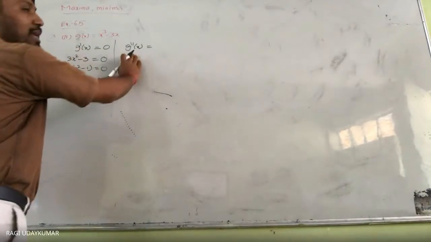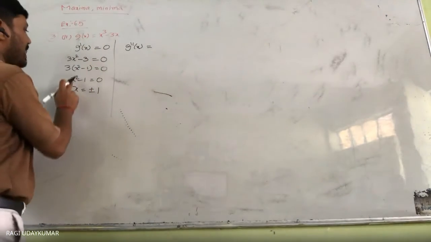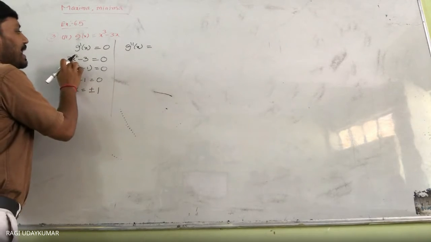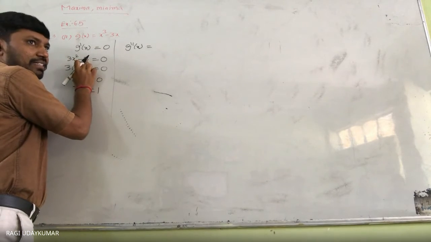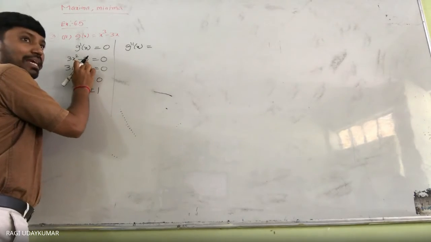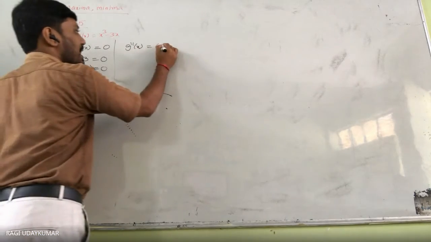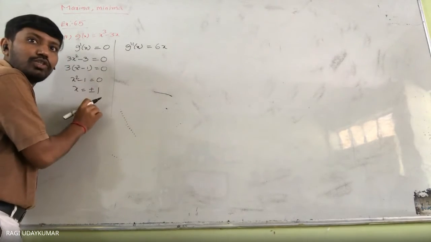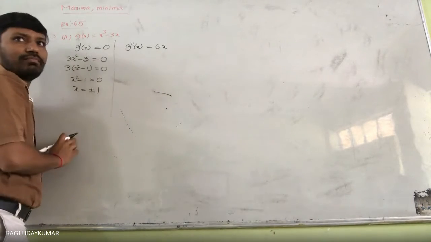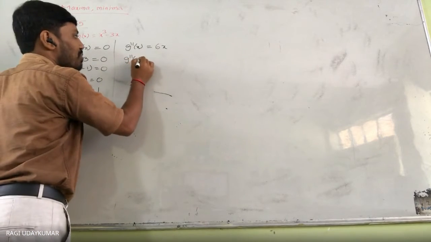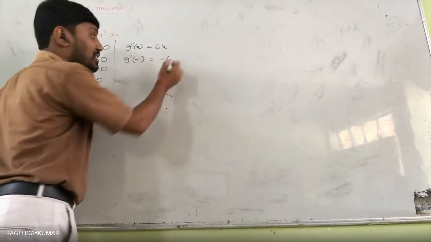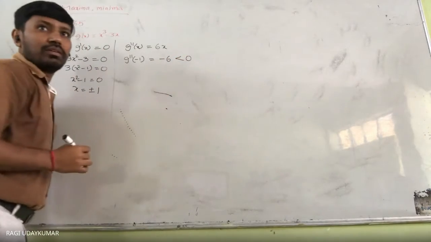So here, g double dash of x find out. So what is g double dash of x? G dash of x we are getting as, be careful here, 3x square minus 3. So g double dash of x, what do you get? 6x आ जाए. Now at these particular points, you need to substitute the value here. g double dash of -1 क्या होगा? -6, which is less than 0.